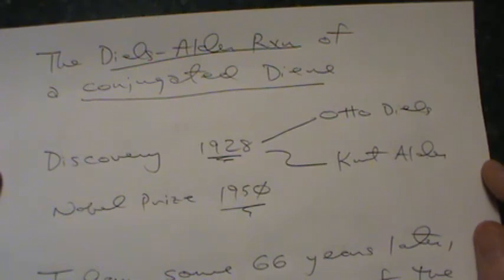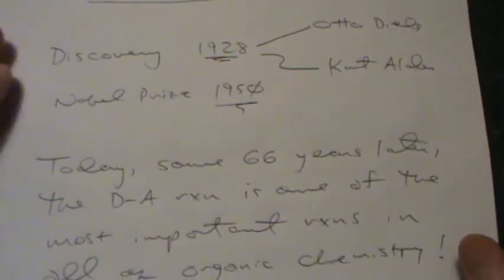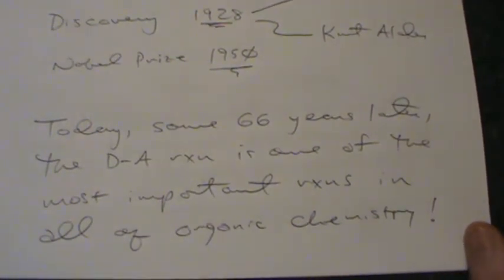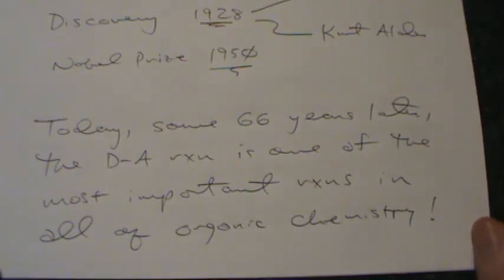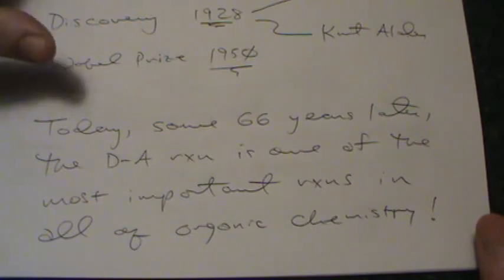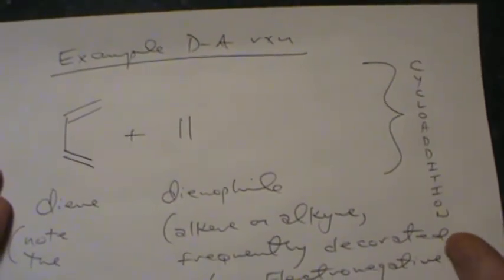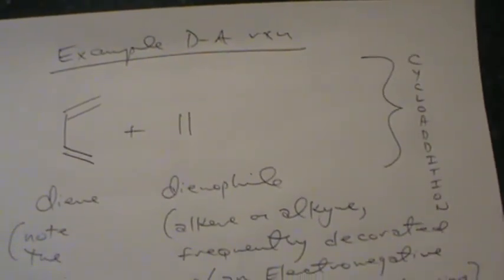Now 1950 was about 65 or 66 years ago, so you might think this is an old reaction and not terribly useful any longer, but it turns out that even some 66 years later, this Diels-Alder Cycloaddition reaction continues to be one of the very most important reactions in all of organic chemistry. So of all the reactions you learned this year, this is one of the most important for sure. Let's begin by looking at an example Diels-Alder reaction.